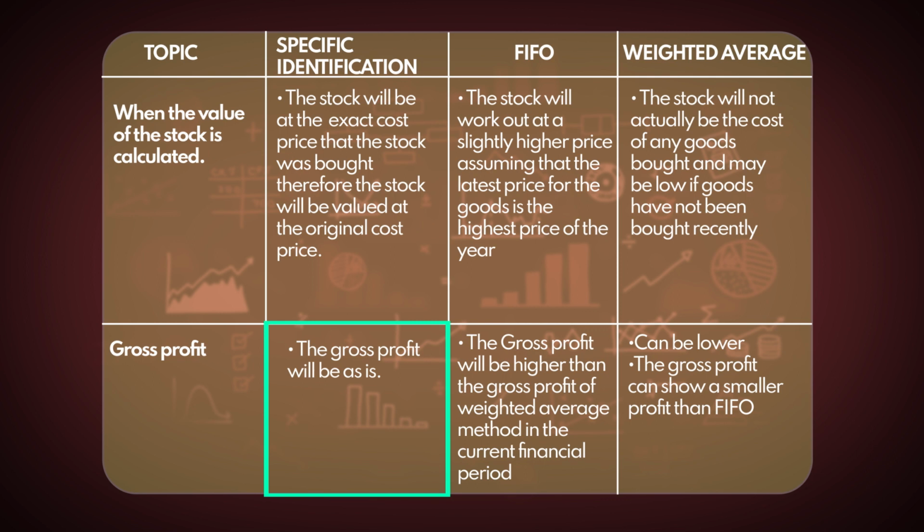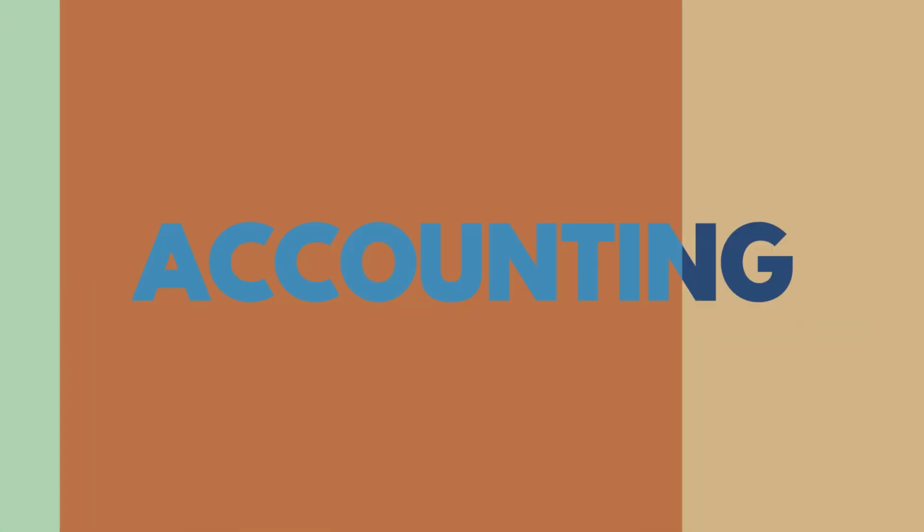When gross profit is calculated, the gross profit will be as is. Using the first in, first out method, the gross profit will be higher than the gross profit of the weighted average method in the current financial period. Using the weighted average method, the gross profit can be lower and can show a smaller profit than the first in, first out method.